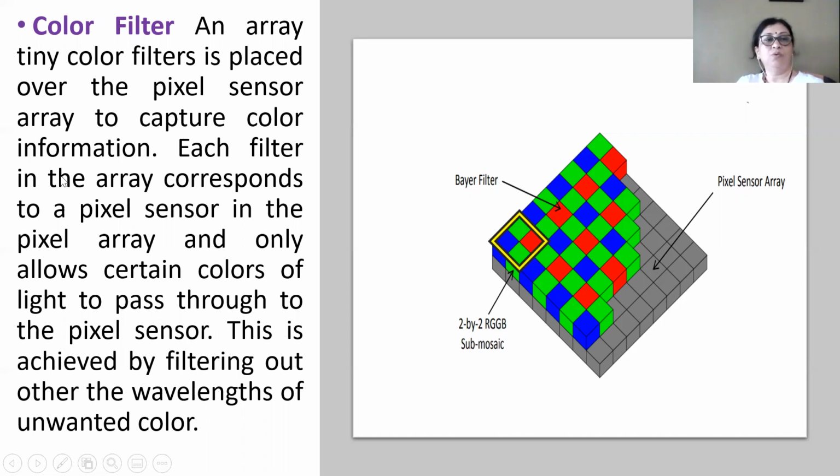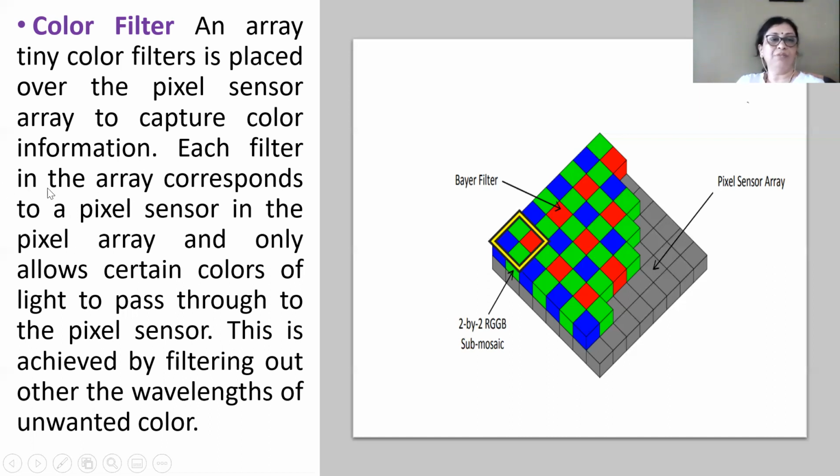So each filter in an array corresponds to a pixel in a sensor. Here you can see how the filter is arranged. For each sub mosaic, or for each square or each tile, there is one pixel attached to it. So here you can observe.